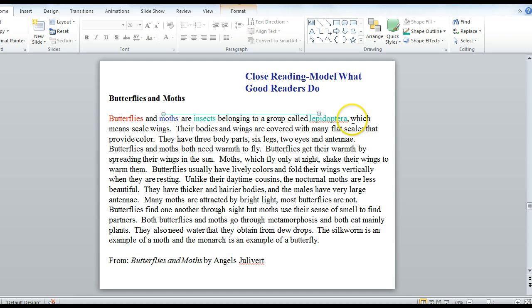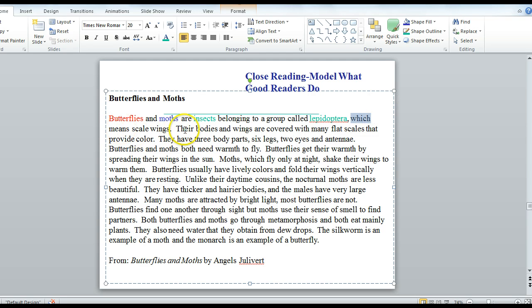And then it says, comma, which means scale wings. Well, what does that mean? What's the "which means scale wings"? So I know enough about language and grammar to know that this is referring back to Lepidoptera. So this means Lepidoptera. So scale wings means Lepidoptera. So I could infer. Now insects, it doesn't mean Lepidoptera. So those two I would keep the same color.